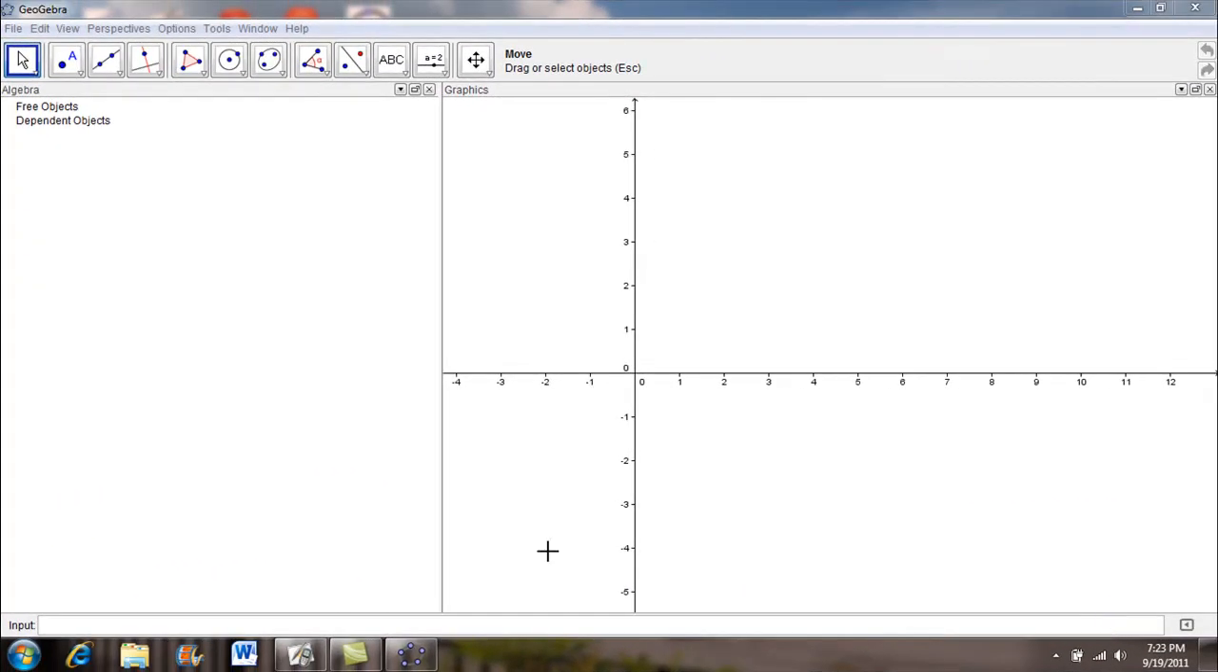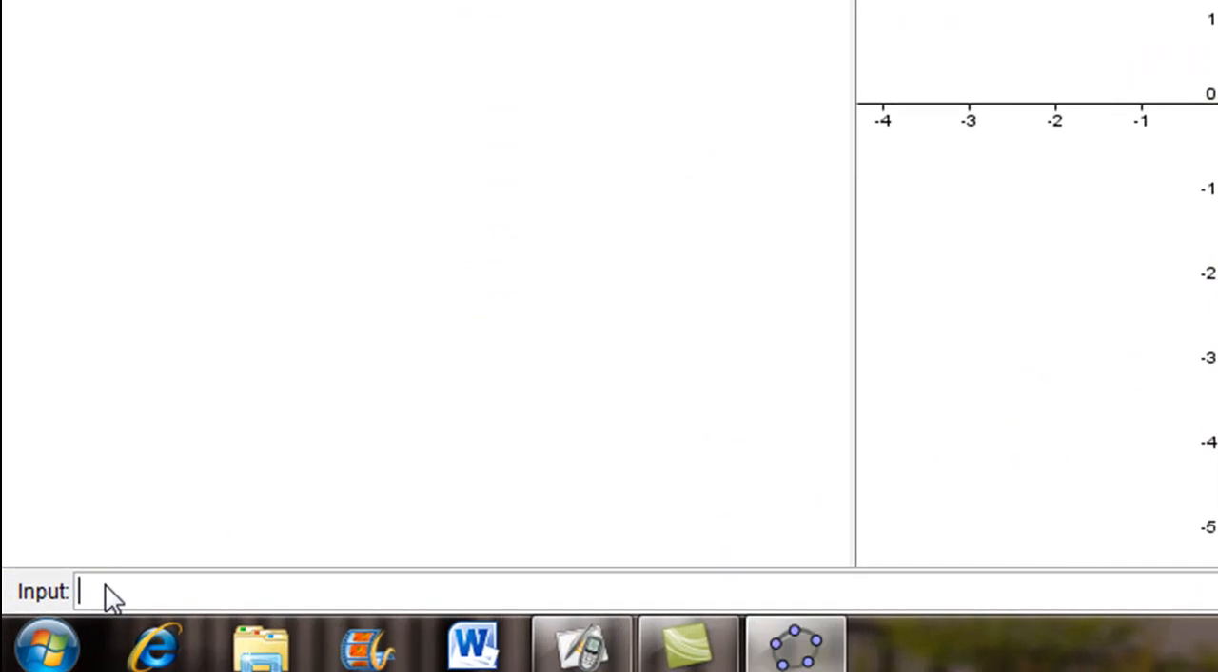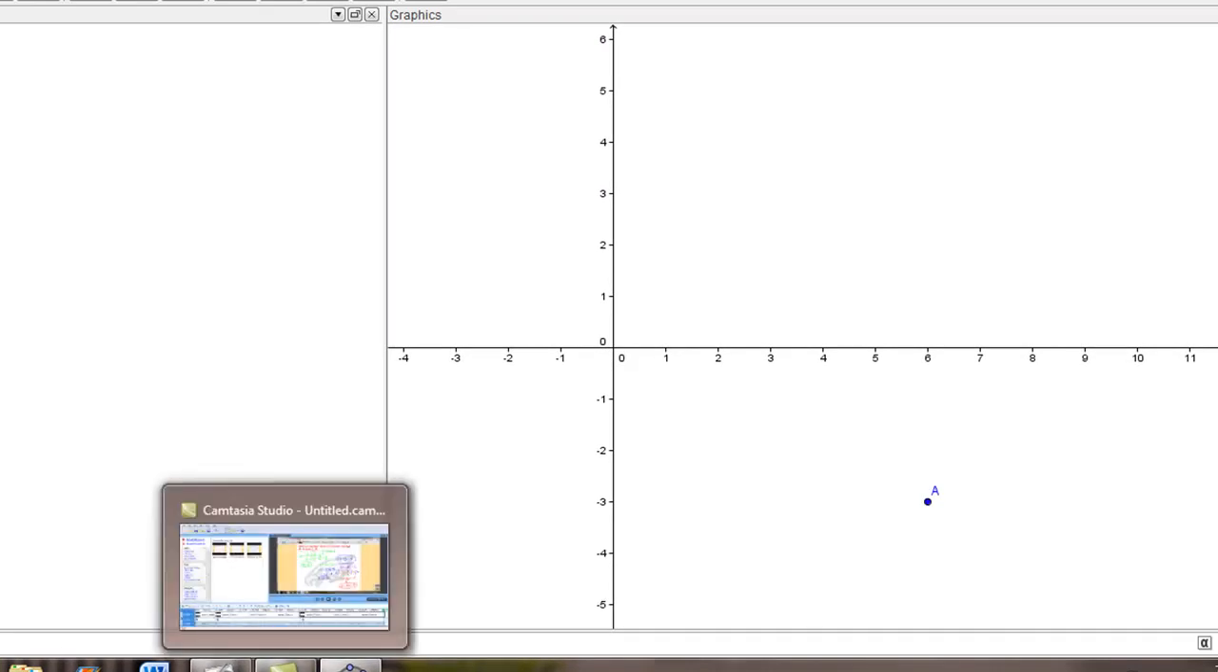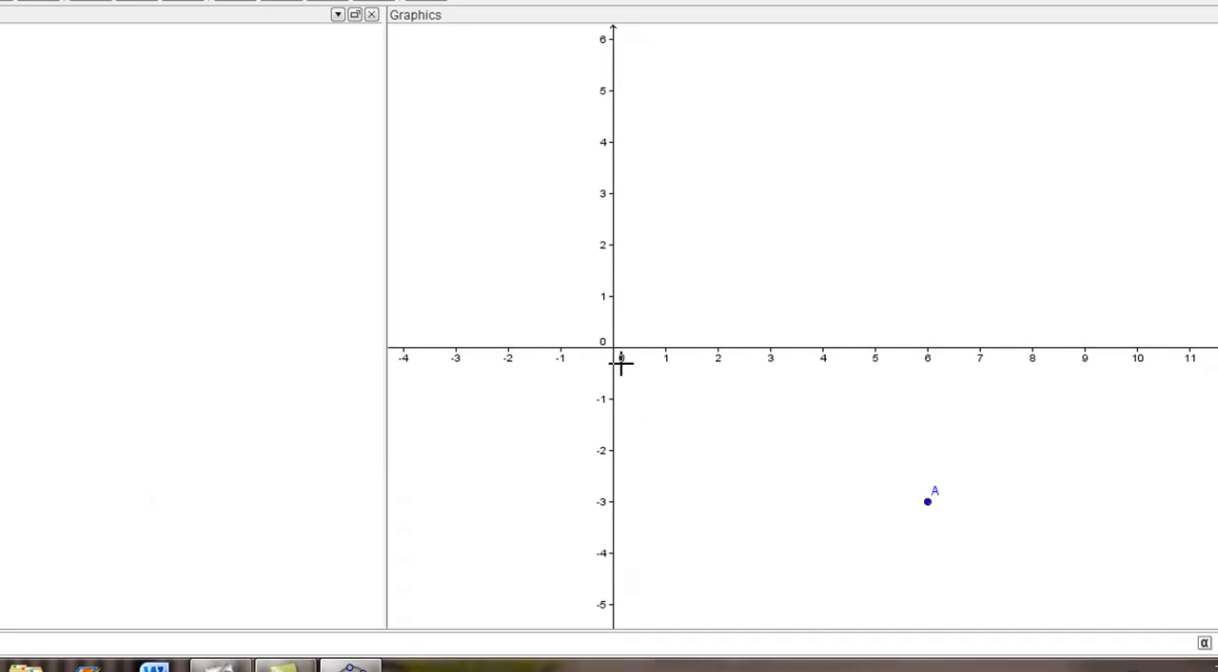Okay, finally, I just want to show you this same exact problem using GeoGebra. Again, GeoGebra is a free download. Go to geogebra.org and you can download it to a Mac or PC. I just want to quickly show you this. If I say A equals, and I'm going to type in my first ordered pair, 6, comma, -3, and hit enter, it's going to place the point right here, starting at the origin, right 6, down 3.